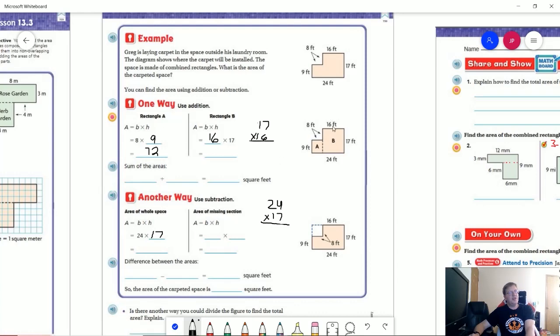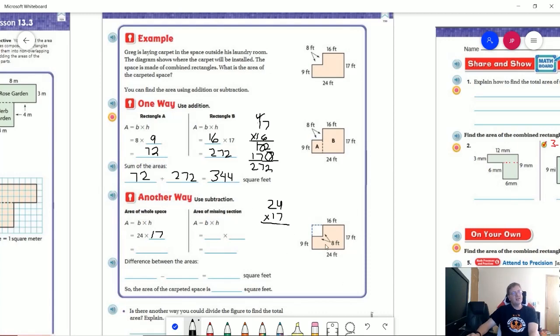For rectangle B, we don't want to use this 24 at the bottom, and the reason why is because part of that is the base for this. And so if we're going to divide the shape this way, we need to find this measurement, and since it's already given, we're going to do 16 times 17. We ended up with 102 on the top, 170 on the bottom, which is going to give us 272. And then now we can add those. So 72 plus 272 is going to give us 344 square feet.